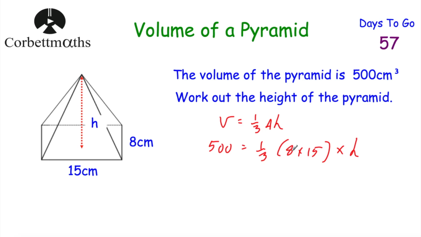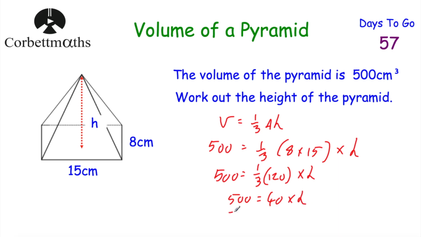So let's work out the area. 8 times 15 is equal to 120, and then we'd have 500 is equal to a third of 120, multiplied by the height. A third of 120, let's work that out. That's 120 divided by 3, which is 40. So we've got 500 is equal to 40 multiplied by the height.